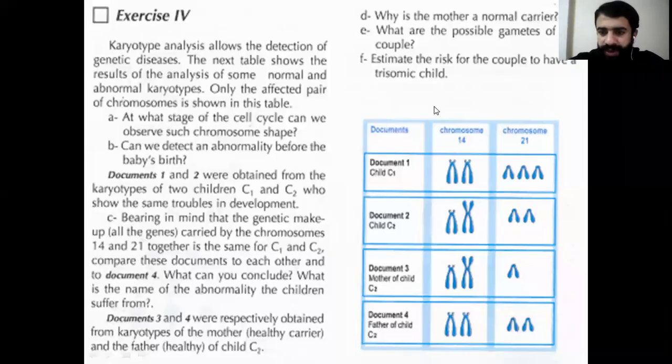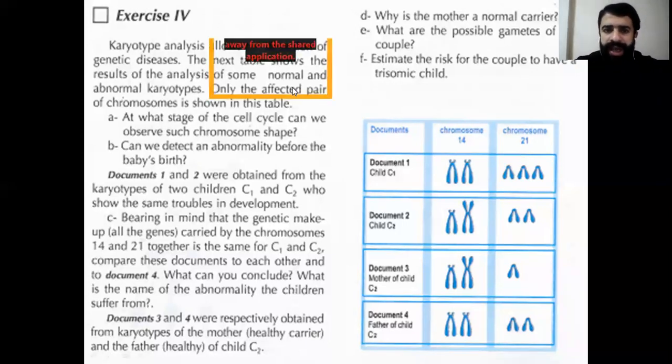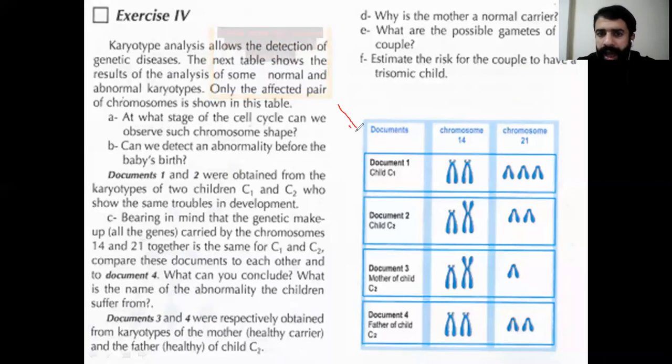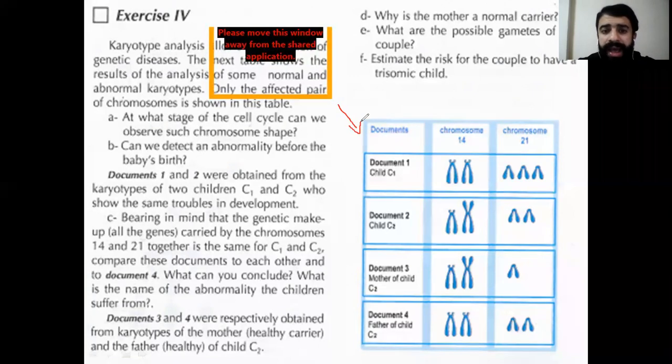So hello grade 12 students, we'll continue with our exercises for chapter 5 and here we move to exercise number 4, talking about the karyotype. The said karyotype analysis allows the detection of genetic diseases. The next table, which table? This table allows the detection of the genetic diseases through karyotype analysis. This table shows the results of the analysis of some normal and abnormal karyotypes.